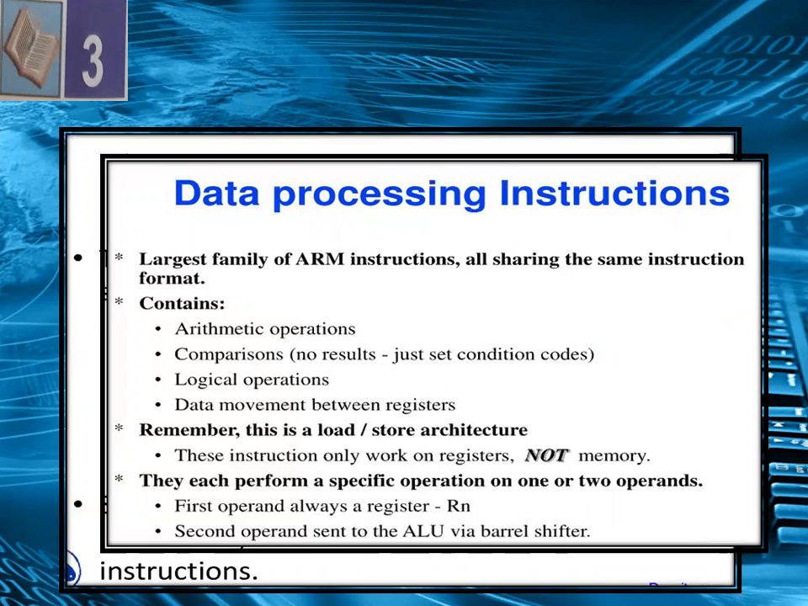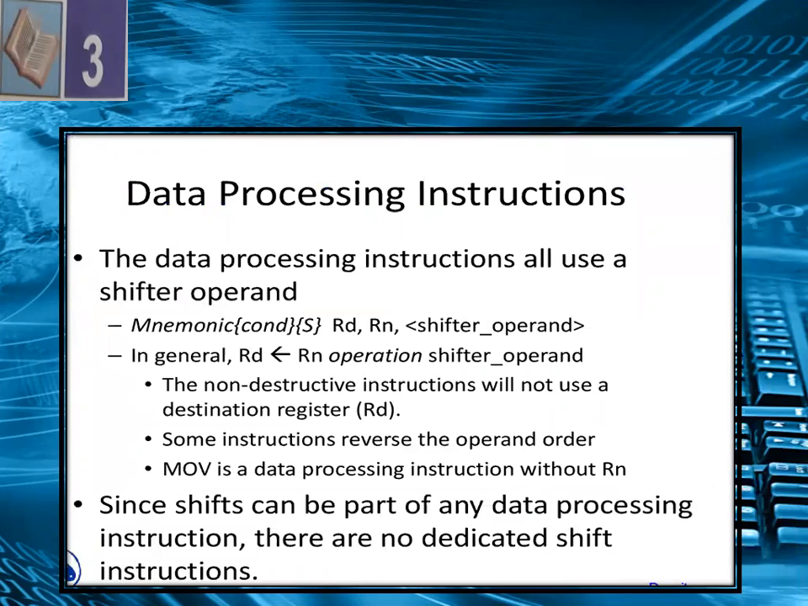So here we have a source and destination addresses. First of all, we have an operation like store. Then we have a memory location and the register where the operation will be performed. The data processing instructions all use a shifter operand. Mnemonics can be used, like RD, RN, operation, shifter operand. The non-destructive instructions will not use a destination register. Some instructions reverse the operand order. MOV is the data processing instruction without RN. Since shifts can be part of any data processing instruction, there are no dedicated shift instructions.